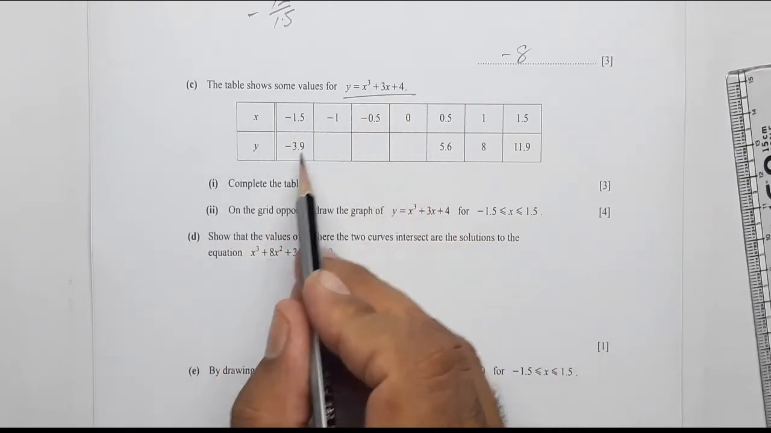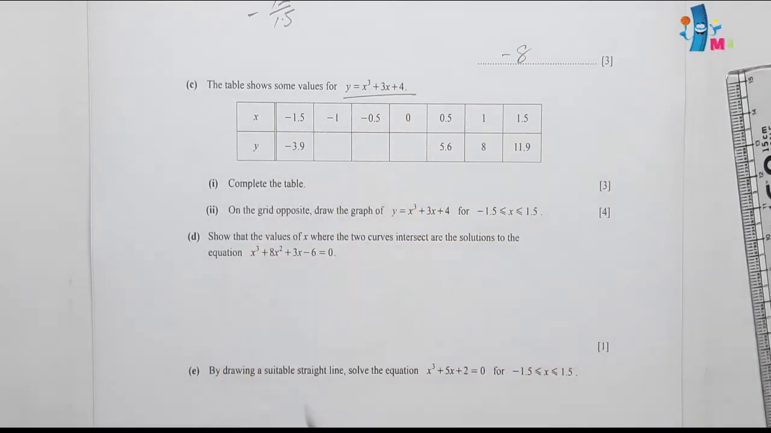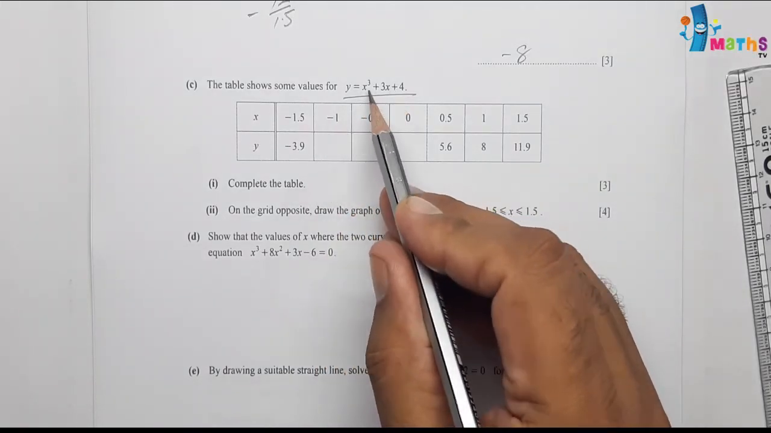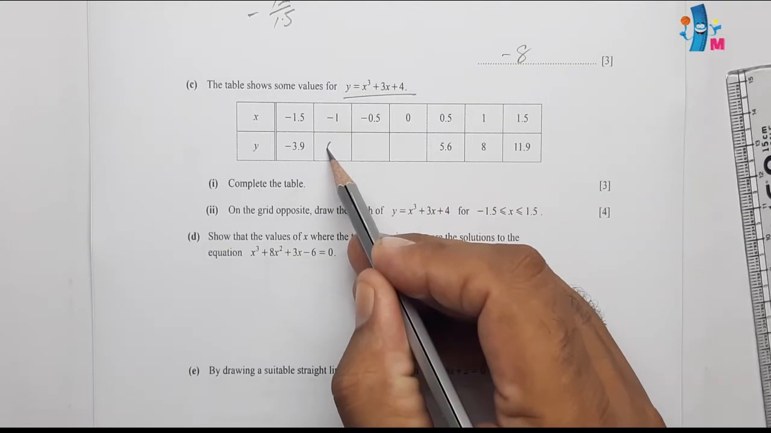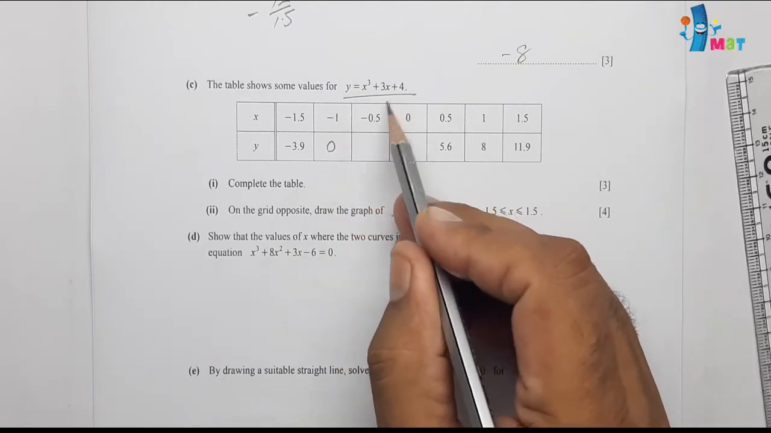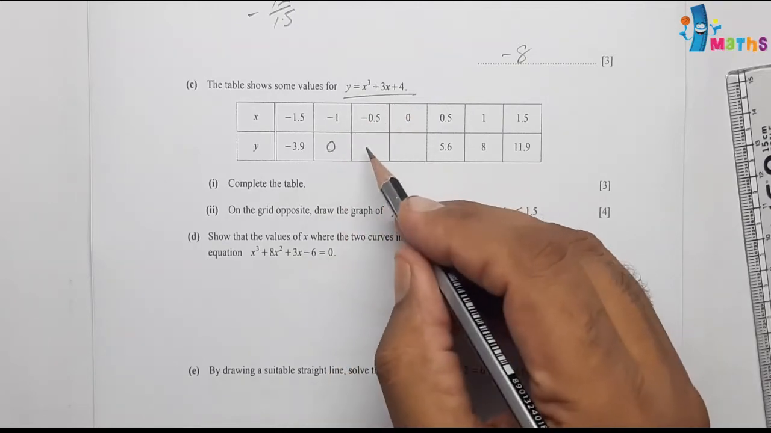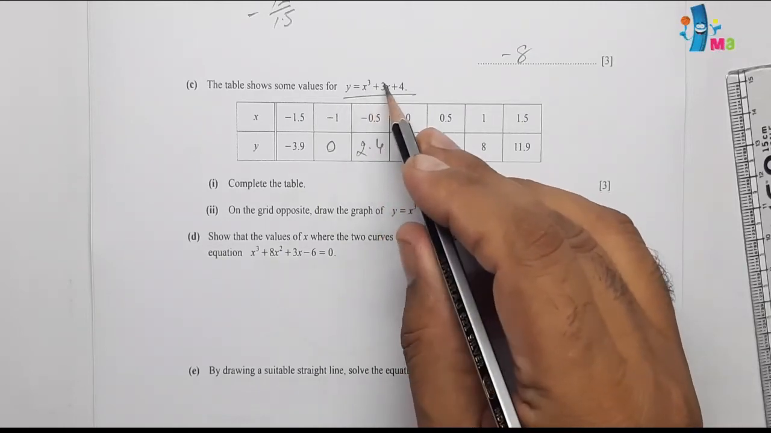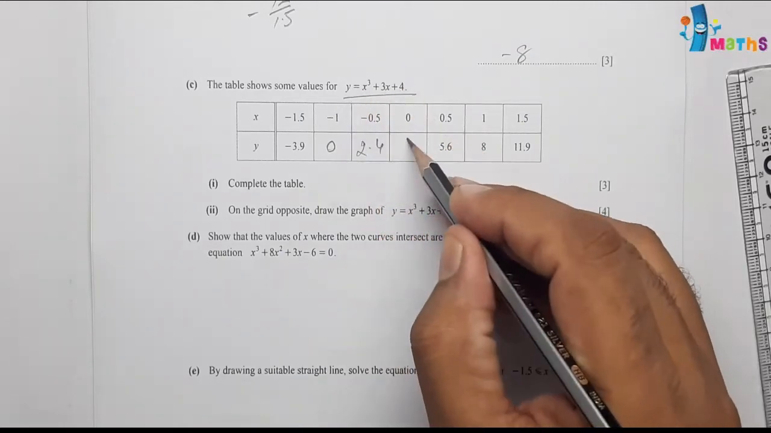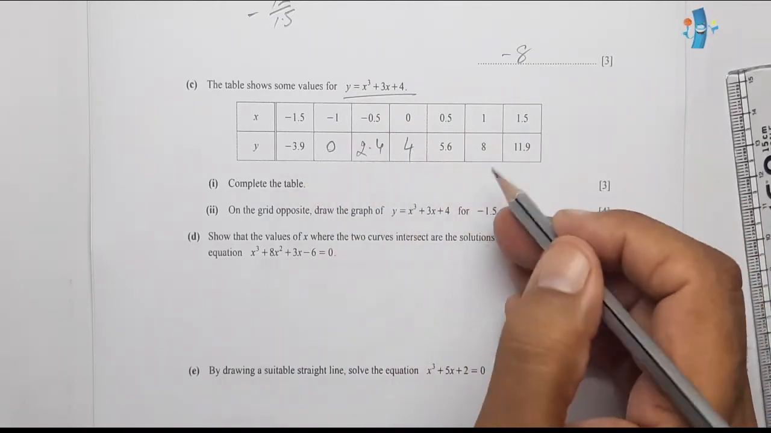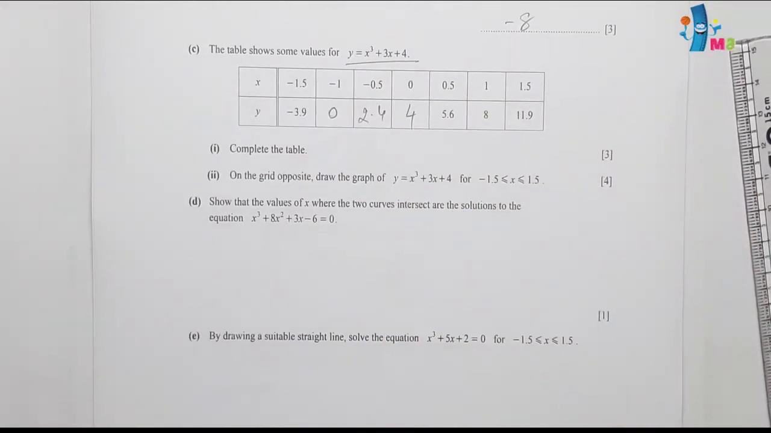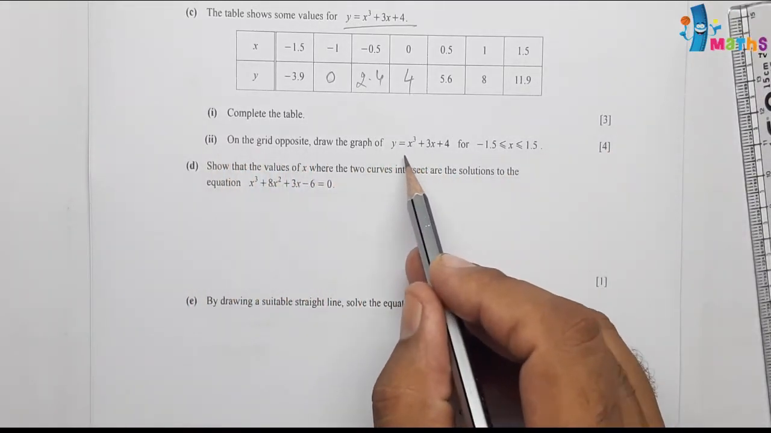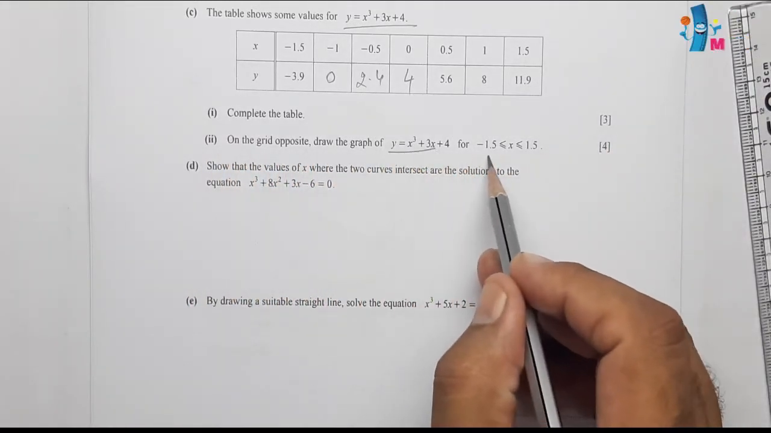The table shows the values for this, so we'll have to calculate the values for this one. If we replace minus 1 in this equation, we will get 0. You can replace with the calculator and you will get 0. Similarly, this value will be 2.4, and if we replace 0, this will be 0, this will be 0, so y will be equal to 4. So this is simple, so I'm not going to detail. Then the table is complete, and on the grid opposite, draw the graph of this one.